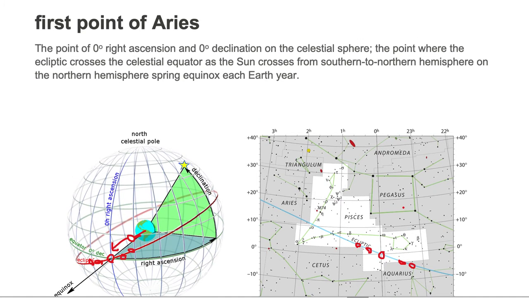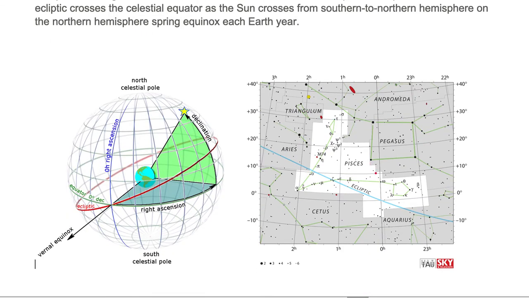So now we have the first point of Aries. It is the point of 0 degrees right ascension and 0 degrees declination. Now, this first point of Aries is not always going to be in Aries. In fact, it's not in Aries right now. As you can see, the first point of Aries is now in the zodiac constellation of Pisces.